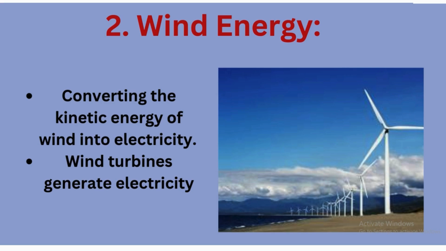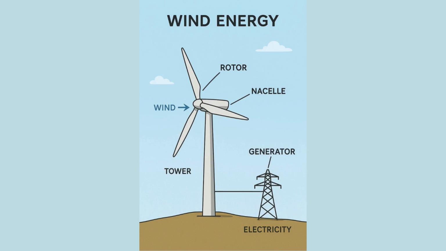The second renewable energy source is wind energy. This energy can be defined as converting the kinetic energy of wind into electricity. Basically wind turbines generate electricity. This can be explained with this diagram of how it works.